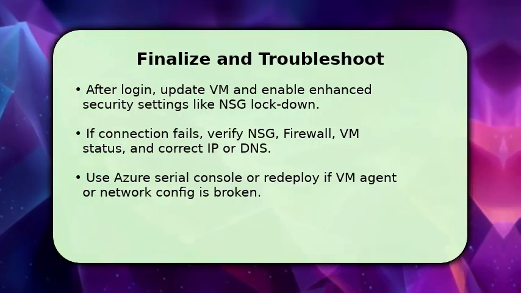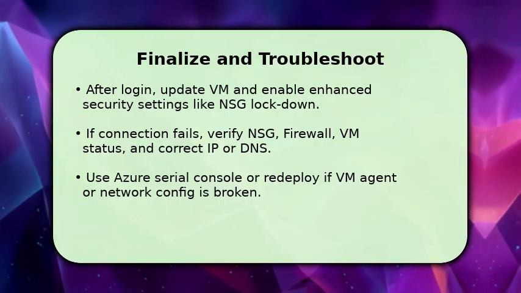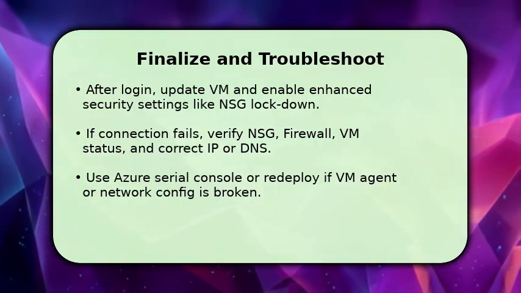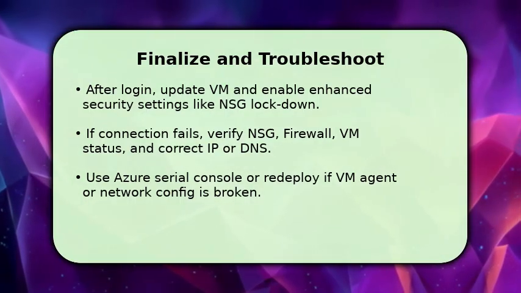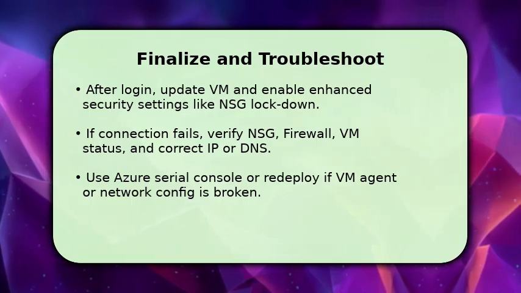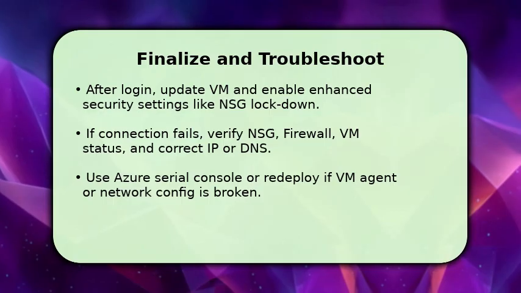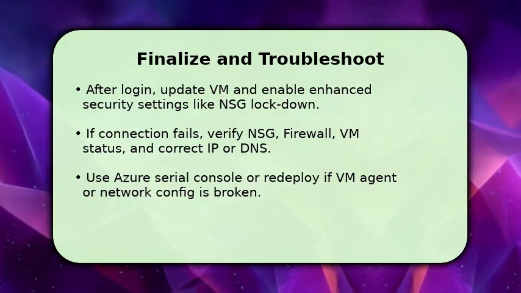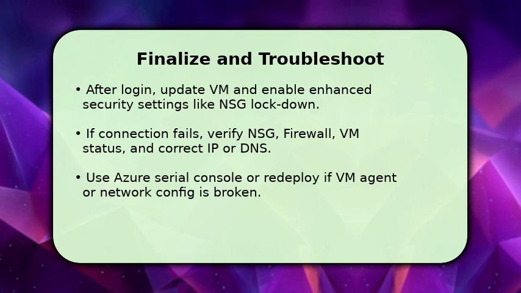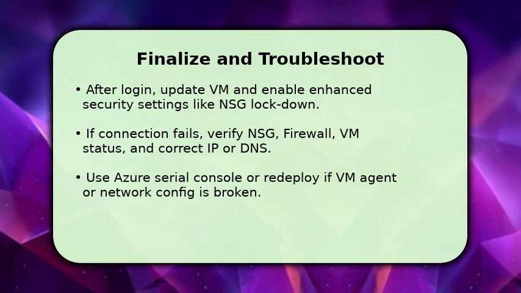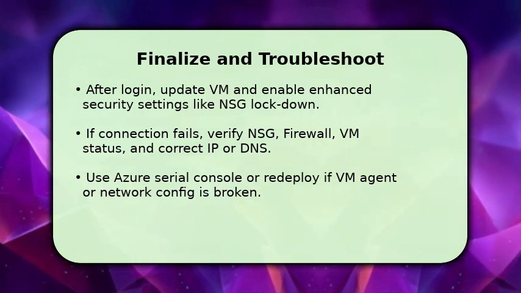If the connection fails, make sure the VM is running, confirm the public IP or DNS name, and recheck NSG and Windows firewall rules for TCP 3389. If still blocked, use Azure's Serial Console or the VM boot diagnostics to inspect system logs. You may need to redeploy the VM or reset the network interface.